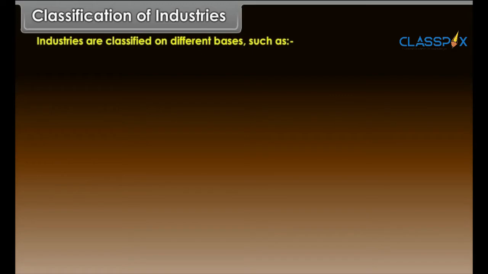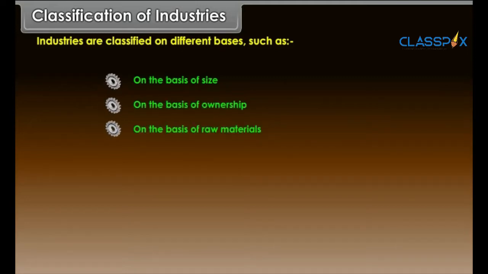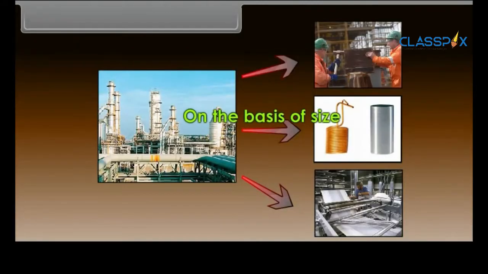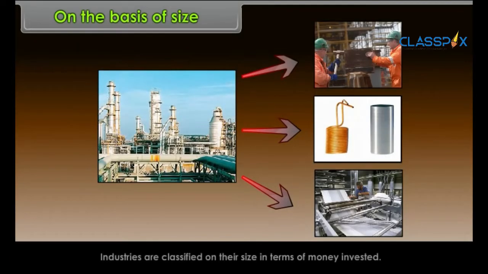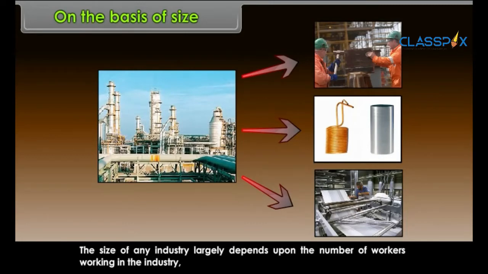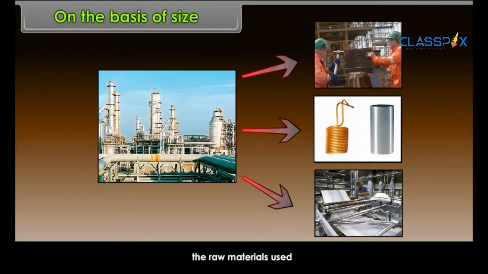Classification of industries. Industries are classified on different bases, such as on the basis of size, on the basis of ownership, on the basis of raw materials. On the basis of size. Industries are classified on their size in terms of money invested. The size of any industry largely depends upon the number of workers working in the industry, the raw materials used, and the nature of goods produced.